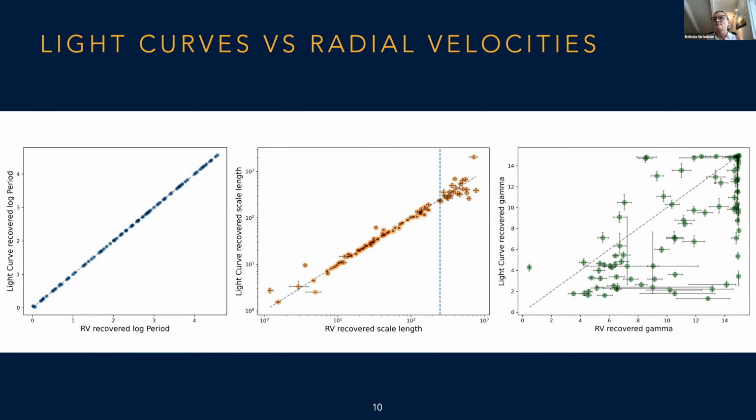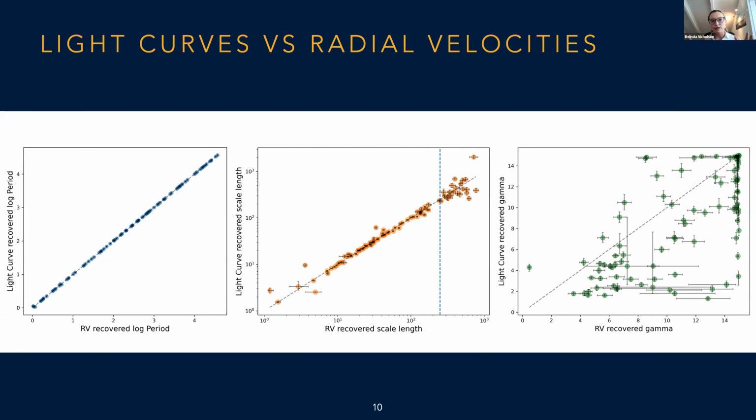Thank you. The figure on the far right is messy, but also quite interesting. We do not get agreement between the recovered gamma, our harmonic complexity, between the light curve and the radial velocities. In fact, the radial velocities are systematically higher in gamma than the light curve. This is somewhat expected in that the radial velocities can behave like the first derivative of the light curve. So you're going to get a higher complexity in the radial velocity data than the light curve data.